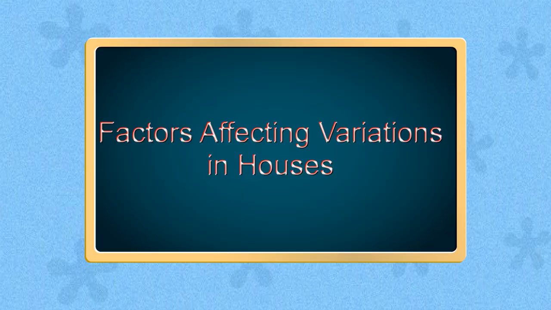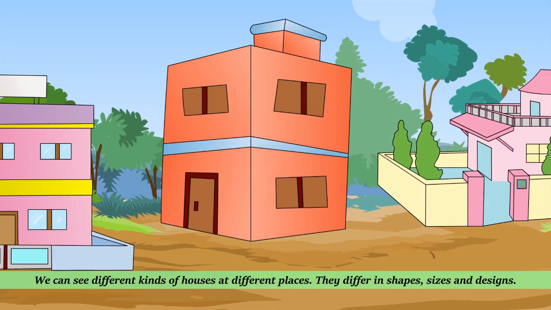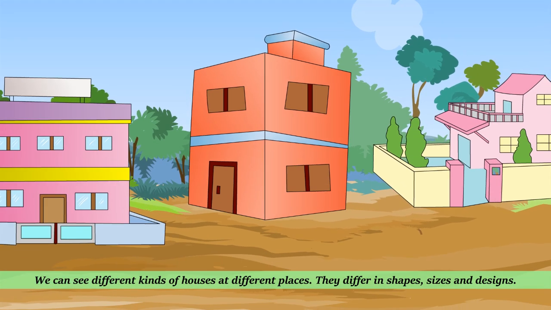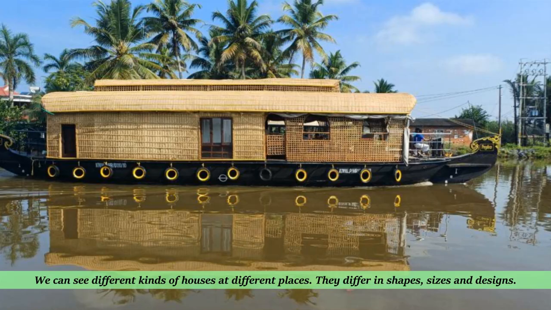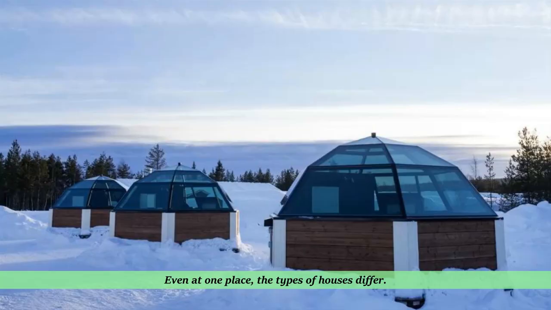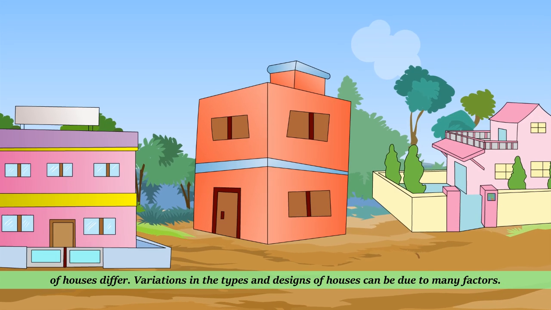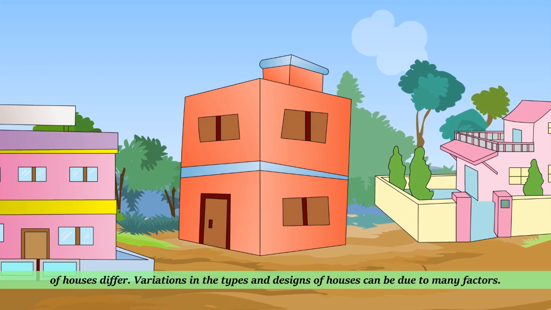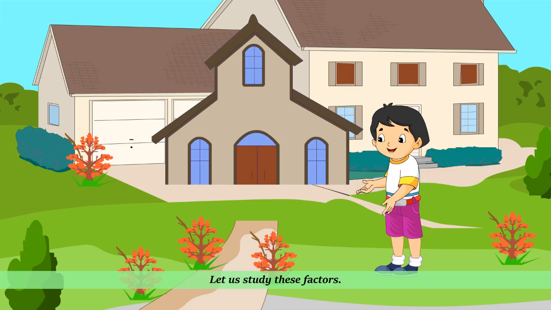Factors affecting variations in houses. We can see different kinds of houses at different places. They differ in shapes, sizes and designs. Even at one place, the types of houses differ. Variations in the types and designs of houses can be due to many factors. Let us study these factors.